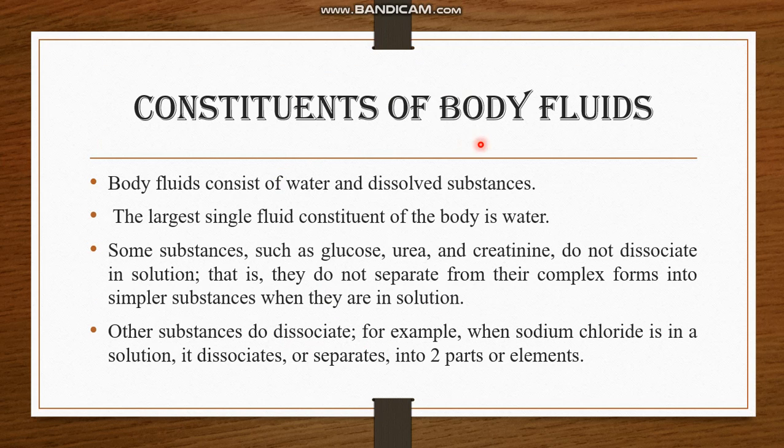Constituents of body fluids. Body fluid consists of water and dissolved substances. The largest single fluid constituent of the body is water. Some substances such as glucose, urea, and creatinine do not dissociate in solution. That is, they do not separate from their complex forms into simpler substances when they are in a solution. Other substances dissociate, splitting into two parts. For example, sodium chloride splits into sodium and chloride.